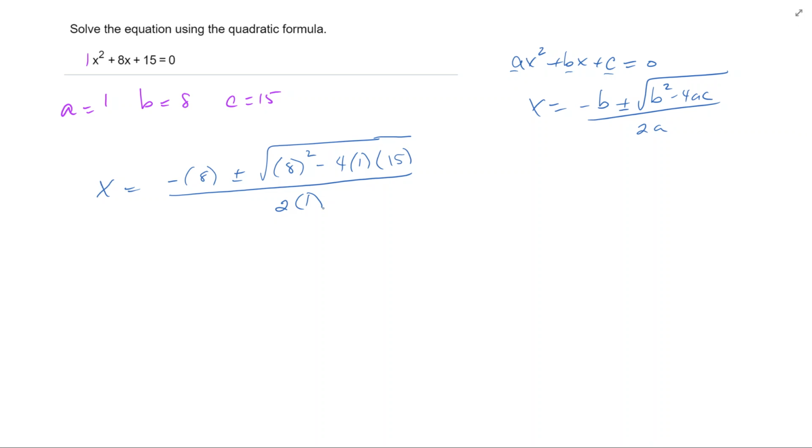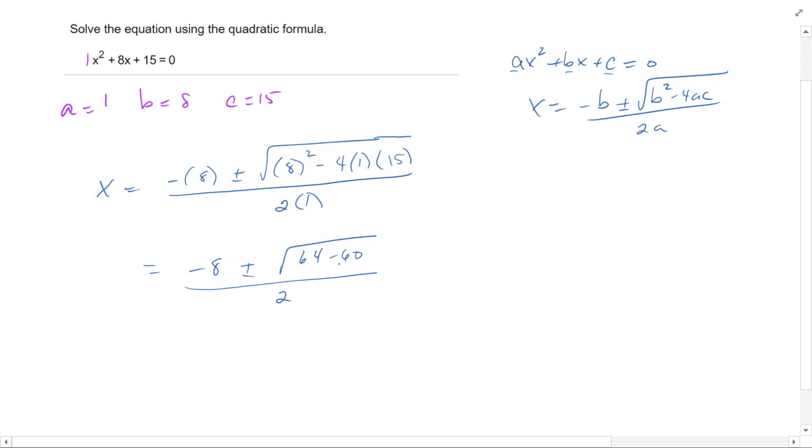So really important, the order of operations, you need to simplify completely under the radical before you can simplify the radical or combine like terms or reduce the fraction. So underneath the radical, we also have to take care of exponents before we multiply and divide. So I'm going to have a negative 8 plus or minus, and then under the radical, 8 squared, we get 64. And then I have a 4 times 1 times 15, so that's 60. And so there's a negative there, so minus 60 all over 2.